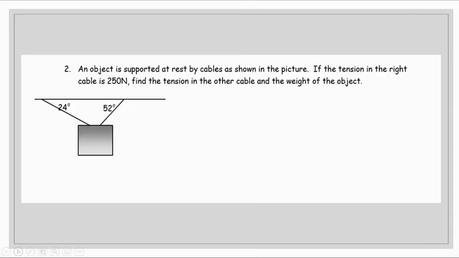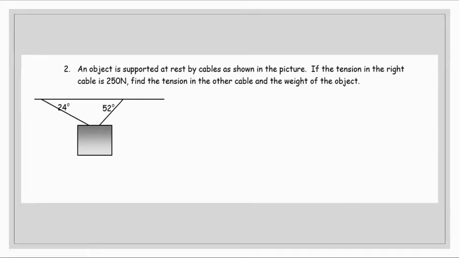So let's look at another question where I have a hanging object, and this is a very common question here, as shown in the picture. If the tension in the right cable is 250 newtons, find the tension in the other cable and the weight. So the first thing that we're going to do is draw the free body diagram. There's going to be a tension that way, a tension this way, and then our weight, or our force of gravity. And it says the tension in the right cable is 250 newtons. So this is going to be 250 newtons, and this is going to be tension left.